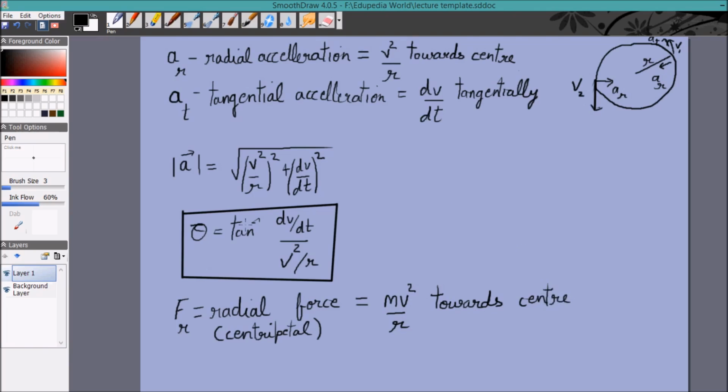Similarly, if the speed of the particle is changing, velocity has to change, remember, no matter what. But if the speed is changing, then there will be a tangential acceleration which will be caused due to a tangential force. And we label it as Ft.